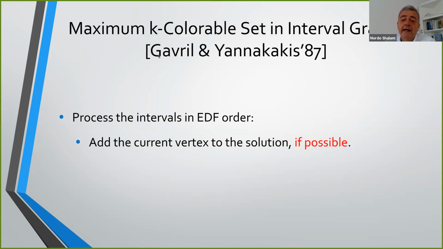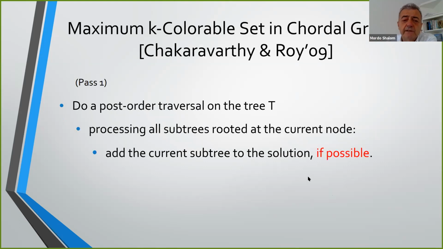Now, again, Gavril and Yannakakis in 87 extended this algorithm for interval graphs, this time to find the maximum k-colorable set in interval graphs. Again, the same algorithm. You process the intervals in the EDF order from left to right, and you add the current job to the solution if possible. What does if possible mean? If possible means if it can still be k-colored. Okay, if you can add this to the solution and the solution is still k-colorable, take it. So this is almost the same algorithm, but now the meaning of the words, if possible, changed.